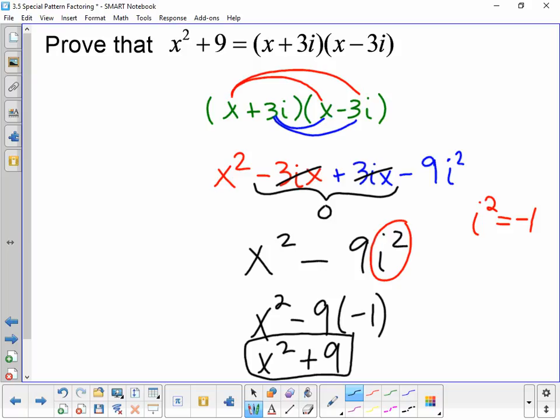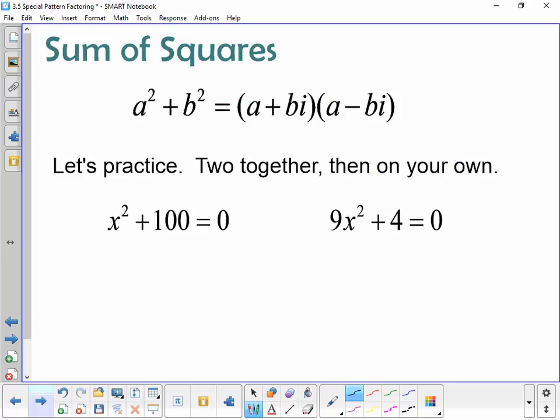So this pattern that I'm using now, instead of being called the difference of squares, where difference is subtraction, is called the sum of squares. If we have a squared plus b squared, so we only have two terms, and they're both perfect squares and they're being added, we can factor it as an a plus bi and an a minus bi. So let's practice a couple of those.